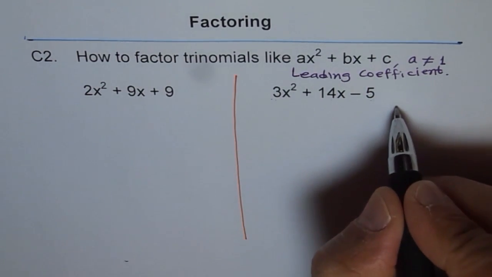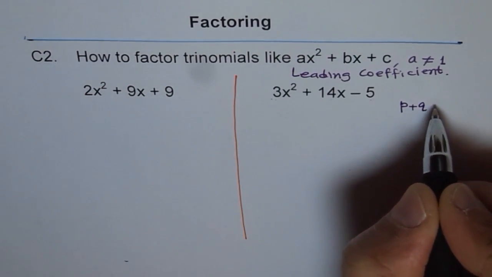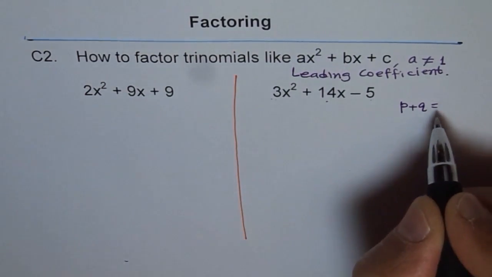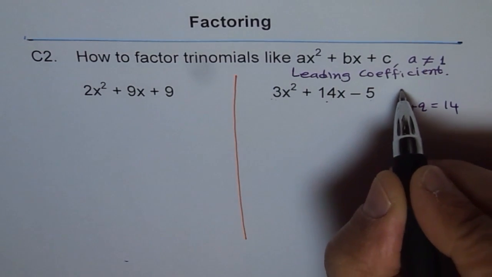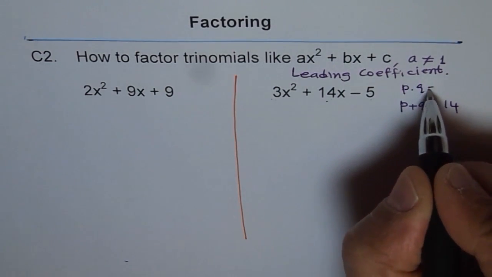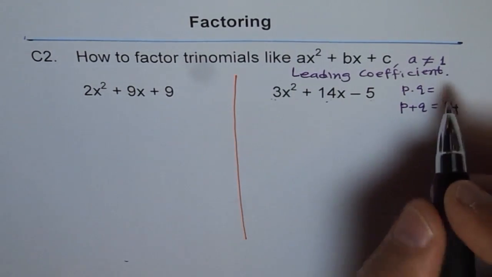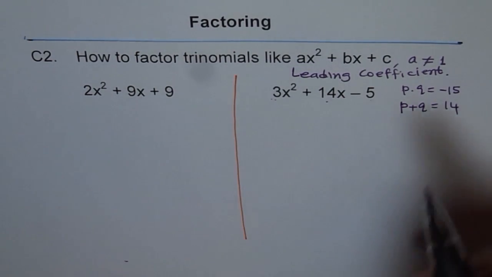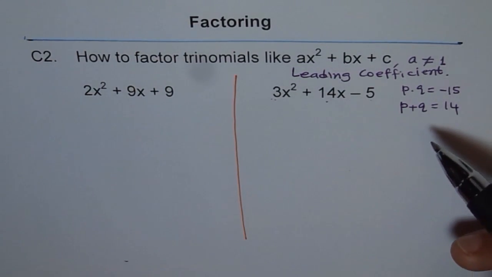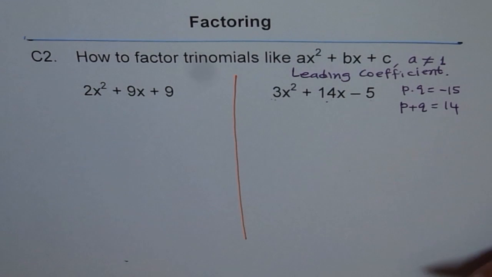So we are looking for two numbers, let's say p and q, where p plus q should be equal to the middle number, the coefficient of x, which is 14. And the product, p times q, should be equal to the product of 3 and minus 5, which is minus 15 for us. Now, I'm calling this method sum and product, but I'm really writing product first and sum later. There is a reason for this.